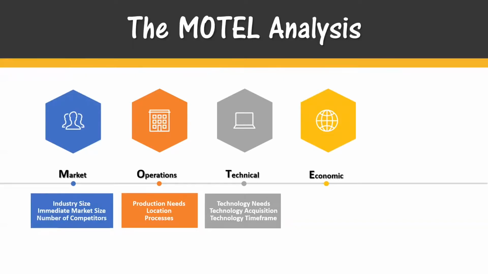Next part of the MOTEL analysis is the economic aspect. So again, all of these aspects are what you're looking at with a business idea. So for the economic piece, what are your expense projections? How much are you going to have to spend? The next part is the revenue projections. How much money are you going to bring in? How many sales are you going to make? And then the third part is the profit. So after you subtract your expenses from your revenue, so you take out all of your costs, and you subtract that from the sales that you brought in, how much money will you have left over?